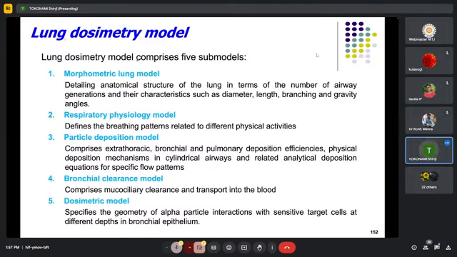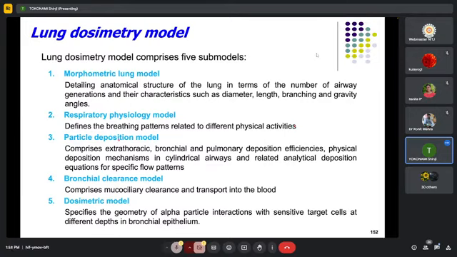The lung dosimetry model comprises 5 submodels: First, morphometric lung model, detailing anatomical structure of the lung in terms of the number of airway generations and their characteristics such as diameter, length, branching, and gravity angles. Second, respiratory physiology model defines the breathing patterns related to different physical activities.